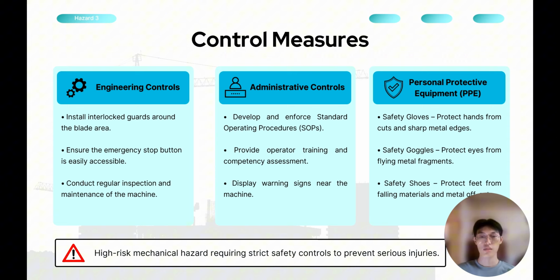Second, administrative control should be introduced through the implementation of standard operating procedure, operator training, competency assessment, and warning signs. These measures help ensure that users understand the hazards and follow safe operating practices. Finally, personal protective equipment, which is PPE, must be worn at all times. This includes safety gloves to protect hands from sharp edges, safety goggles to protect the eyes from flying metal fragments, and safety shoes to protect the feet from falling materials and metal cuts.